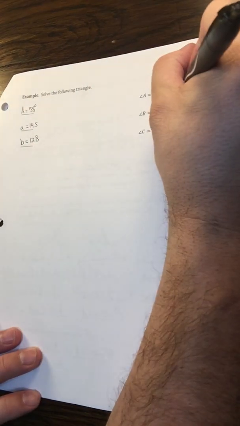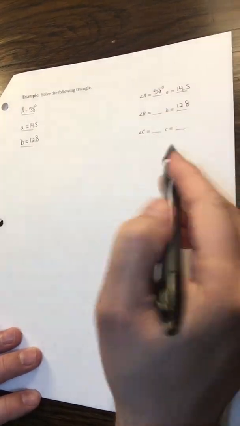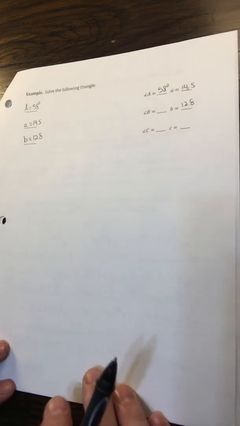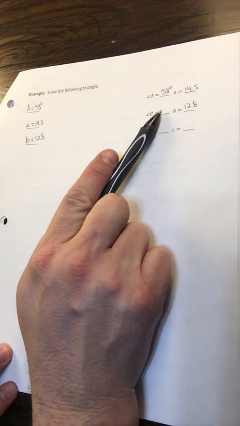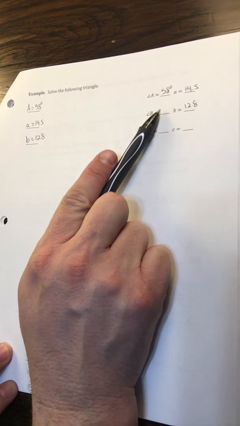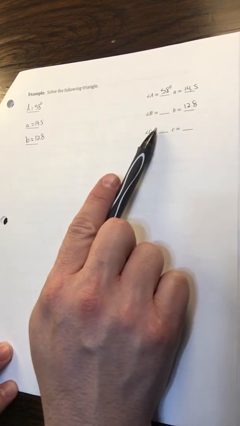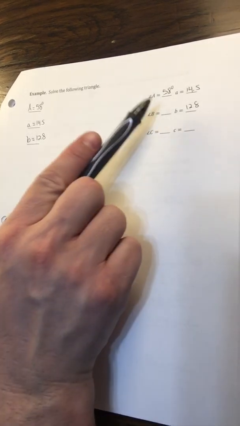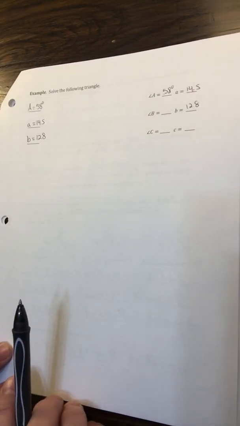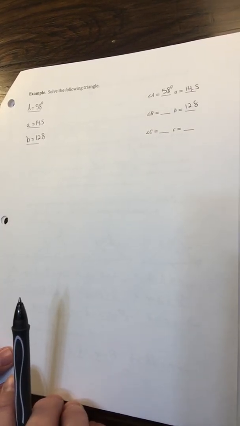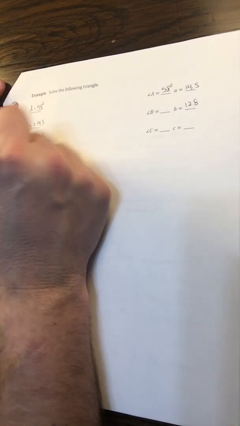But then side B is 12.8. I got nothing about angle C or side C. It's pretty clear that I need to find this one. And if I find this one, I can subtract it from 180 and get that one. And if I have that one, I can use the law of sines and get that one. That's got to be my first spot right there, angle B. True? True. True.